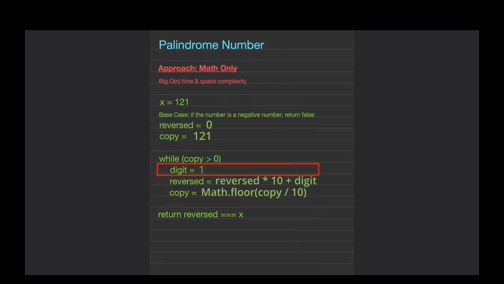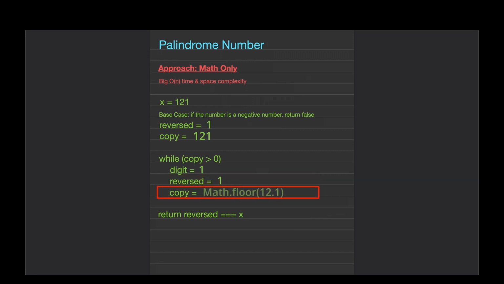So 121 modulo 10 gives us a remainder of 1. Reverse currently has a value of 0, so reverse times 10 equals 0. 0 plus our digit sums up to 1. Copy divided by 10 gives us 12.1, and 12.1 passed to the math floor method leaves us with a copy of 12. Copy is greater than 0, so our while loop iterates.